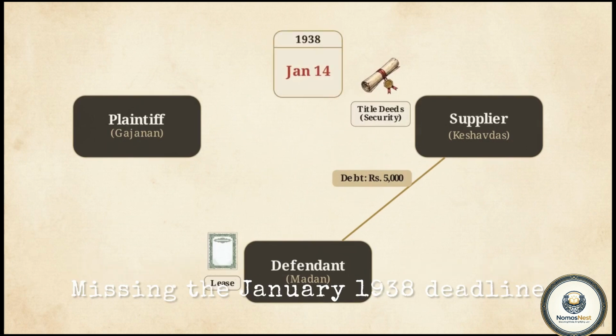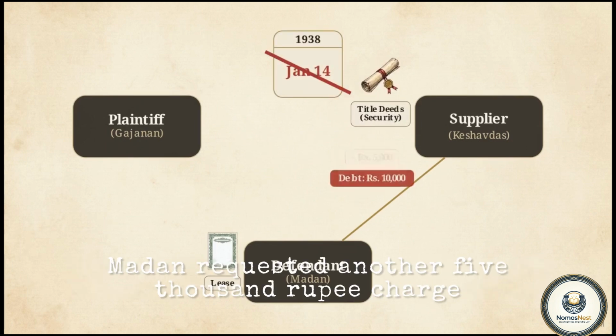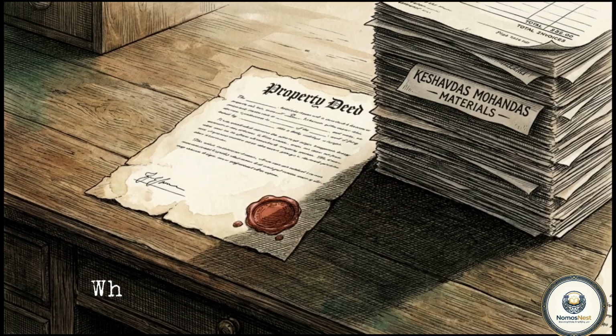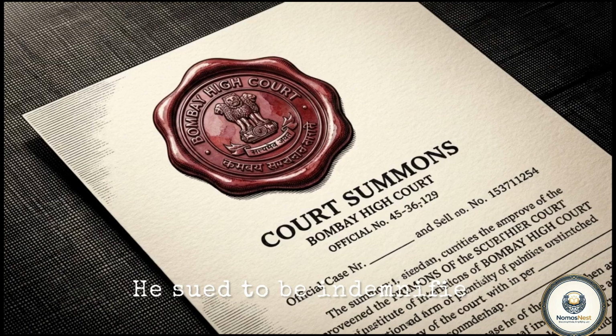Missing the January 1938 deadline, Madan requested another 5,000 rupee charge, giving a written undertaking accepting personal liability. When promises went unfulfilled, the plaintiff's property remained burdened by a debt he did not incur. He sued to be indemnified and discharged from the liability.